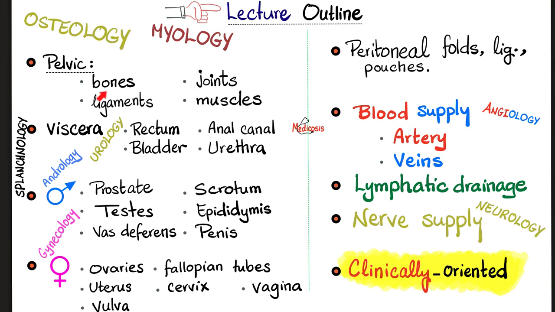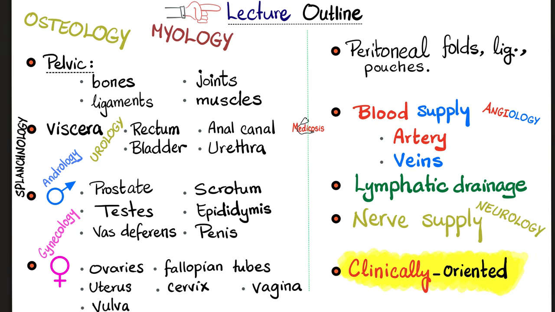We'll talk about pelvic bones, joints, ligaments, and muscles of the pelvis. Then we'll talk about the viscera, the rectum, the anal canal, the urinary bladder, and the urethra, and the difference between the male urethra and the female urethra. Don't forget that the male urethra is longer than the female urethra, and that's why urinary tract infections are less common in males than females.